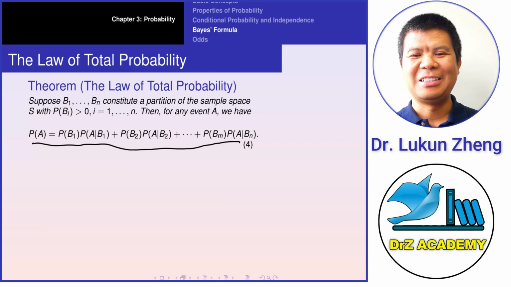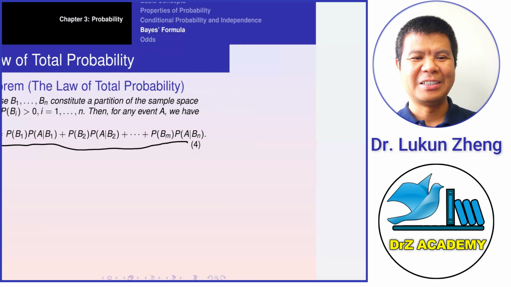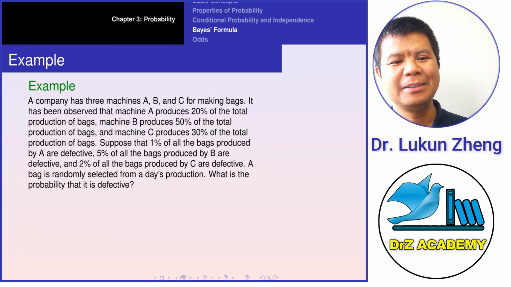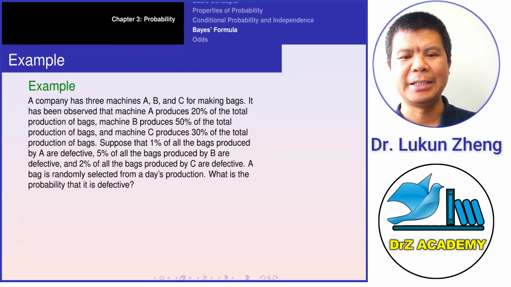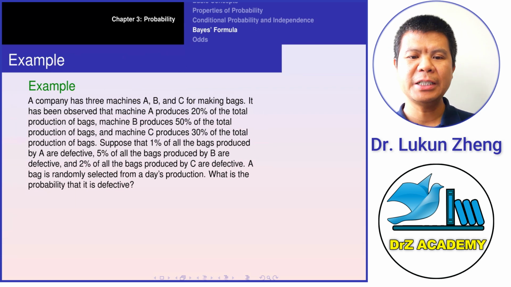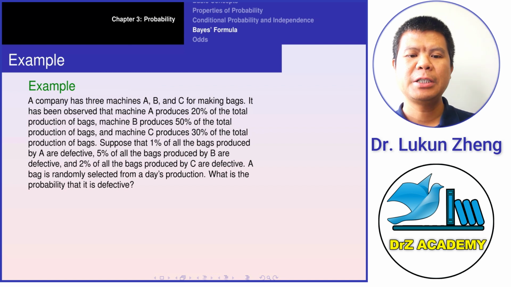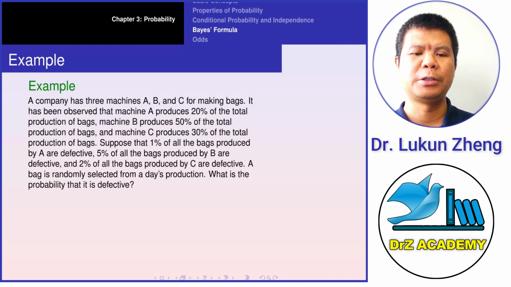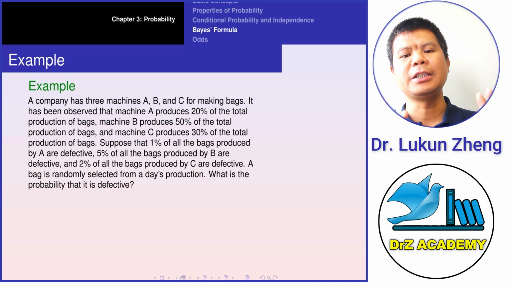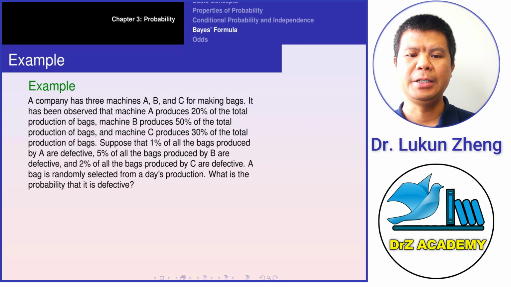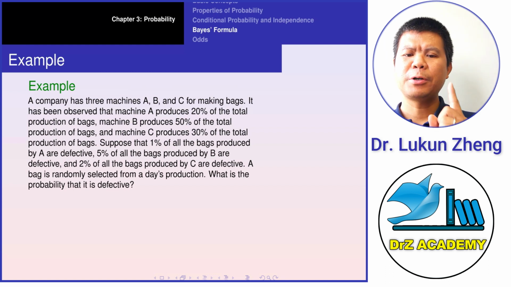Let's consider this example. A company has 3 machines, A, B, and C, for making bags. It has been observed that machine A produces 20% of the total production of the bags, machine B produces 50%, and machine C produces 30% of the total production of bags. Suppose 1% of all the bags produced by A are defective.